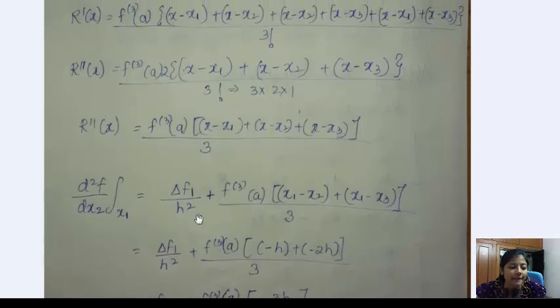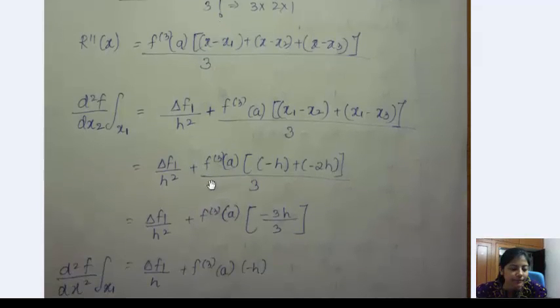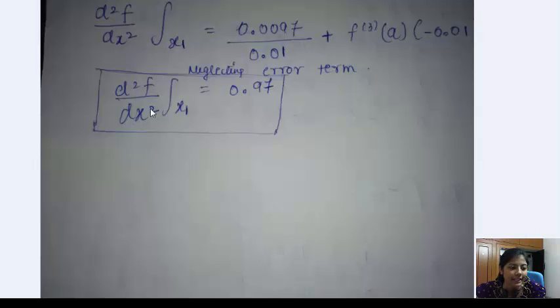So here the double differentiation of this function at x1 is del square f1 upon h square, and when we put the values of f1 and h square here, we will finally get 0.0097 upon 0.01 plus the relative error term. When we neglect the error term, we will get 0.97. Okay, so here we'll get the first derivative and second derivative of this function.